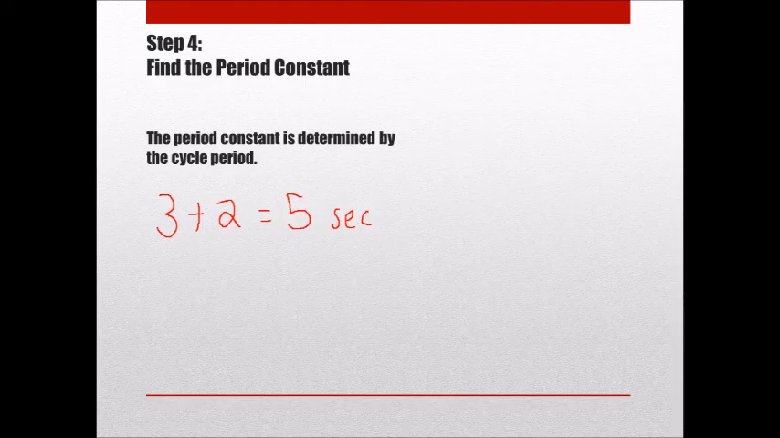The fourth step is to find the period constant, which is determined by the cycle period. This involves the time it takes to complete the entire cycle. We just add the time it took Mike to reach his max height and the time it took to reach his lowest point. It comes out to be 2 pi over 5 seconds, because the number we found was just a period, and 2 pi makes it a period constant.